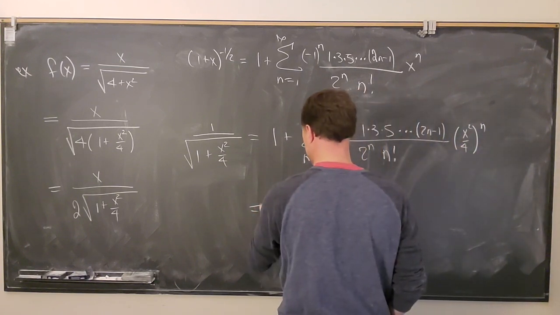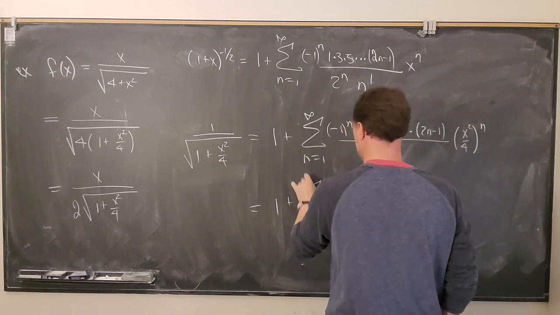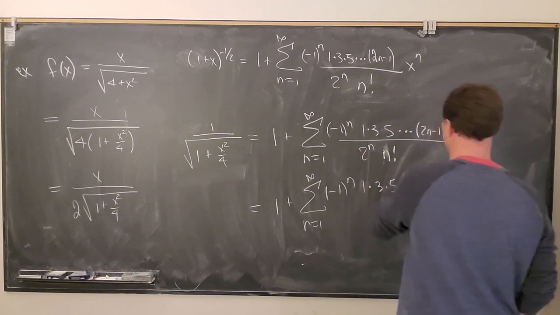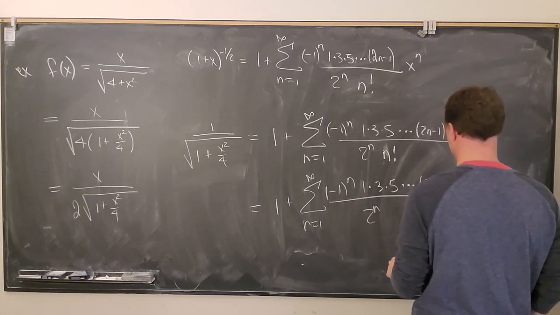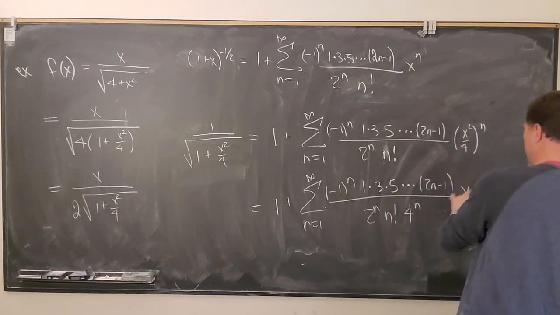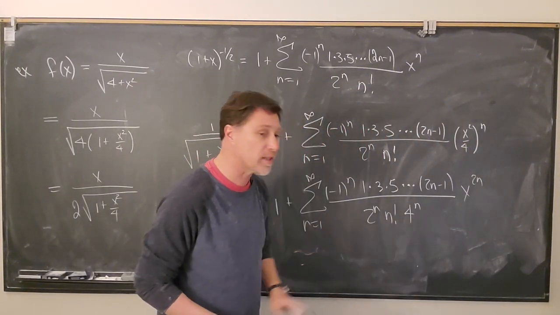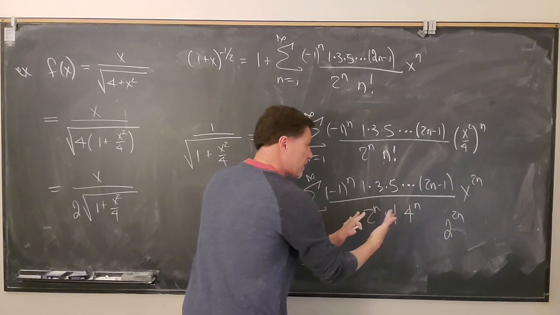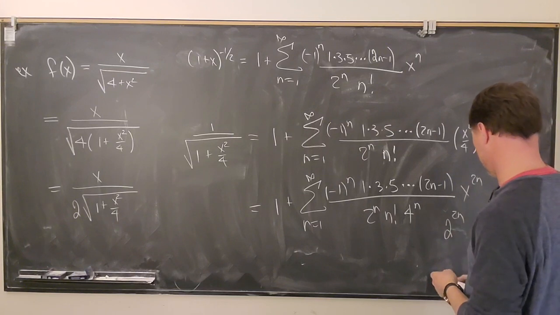And let's fix that a little bit, so that's 1 plus the sum n equals 1 to infinity minus 1 to the n, 1, 3, 5 dot dot dot 2n minus 1 over 2 to the n n factorial, 4 to the n, and then we'll have an x to the 2n. Now, I don't want to rewrite this, but I want to combine these because 4 to the n is the same as 2 raised to the 2n. And so I can join these together and, if I add exponents, that'll give me a 2 to the 3n.